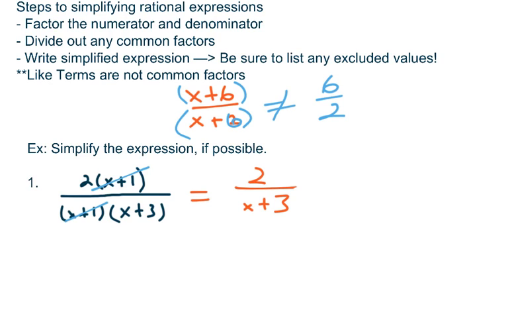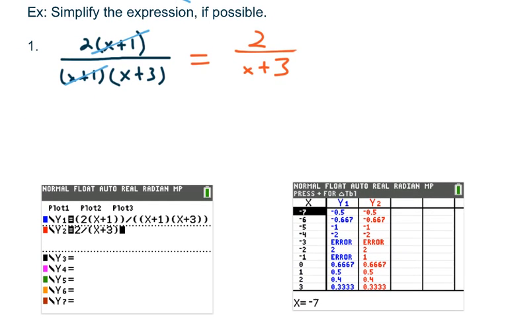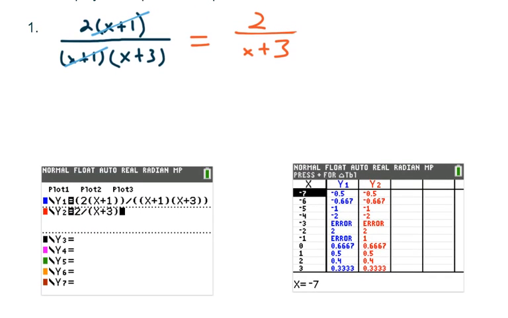Now, the excluded values. If we think about putting this in our calculator, right now you would think that these two expressions are equivalent, but they are in fact not equivalent. So in the graphing calculator, I typed out 2 times x plus 1 divided by x plus 1 times x plus 3. Basically I typed the original one in the y1 screen, and then I typed the answer, 2 over x plus 3, in the y2 line.